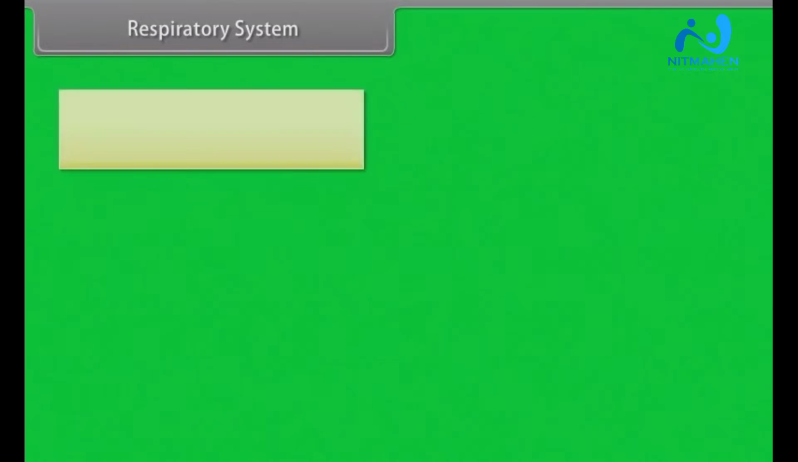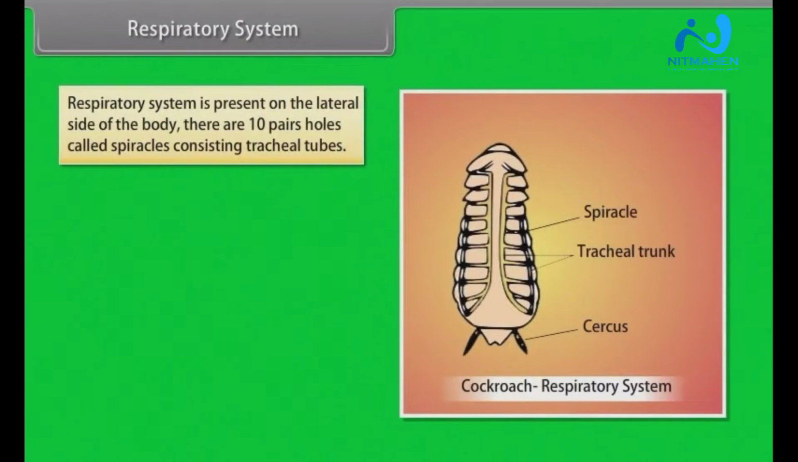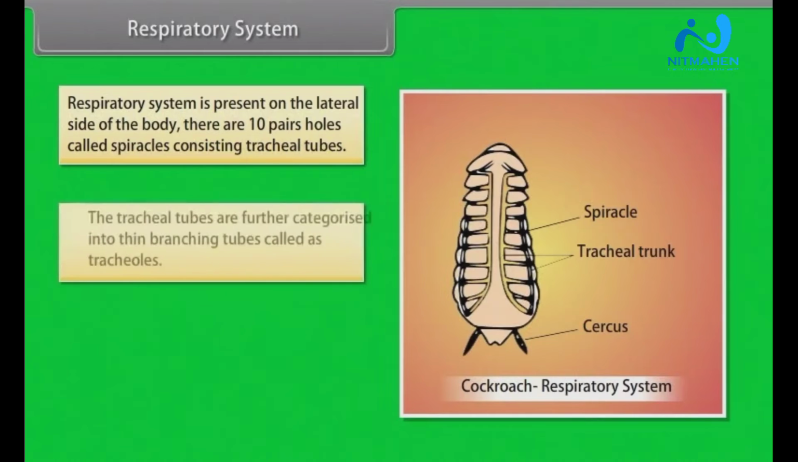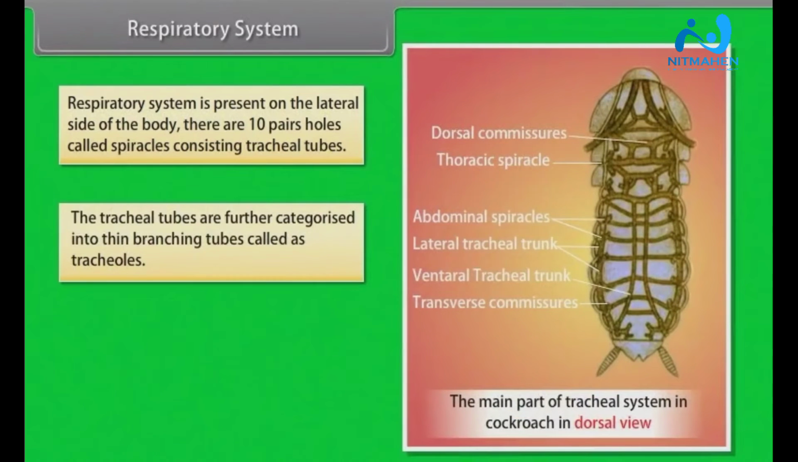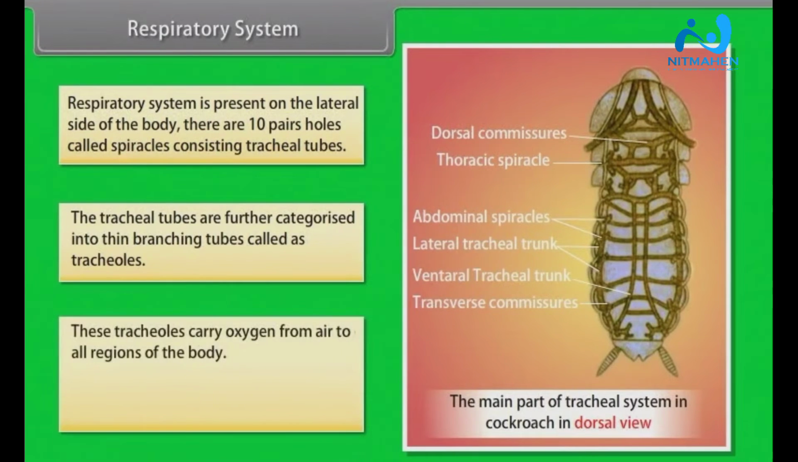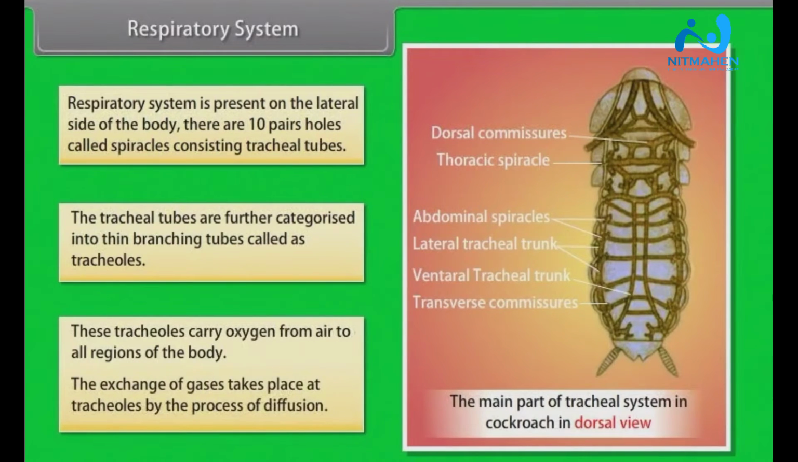Respiratory system. Respiratory system is present on the lateral side of the body. There are 10 pairs of holes called spiracles connected to tracheal tubes. The tracheal tubes are further divided into thin branching tubes called tracheoles. These tracheoles carry oxygen from air to all regions of the body. The exchange of gases takes place at tracheoles by the process of diffusion.